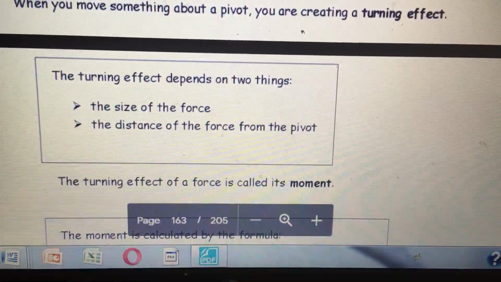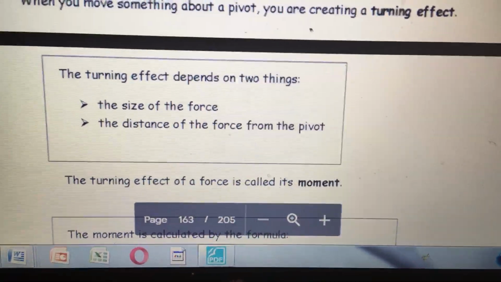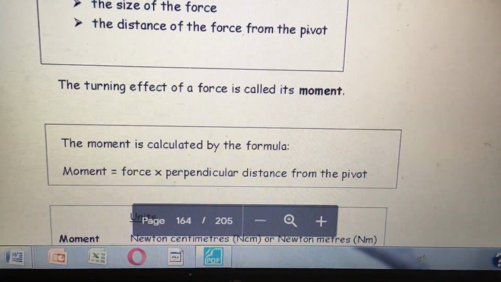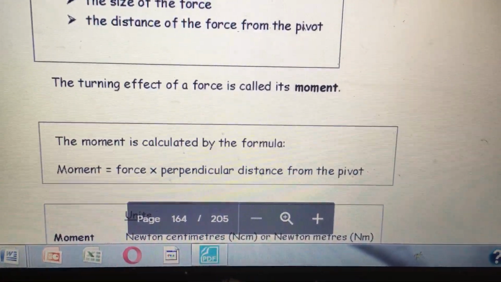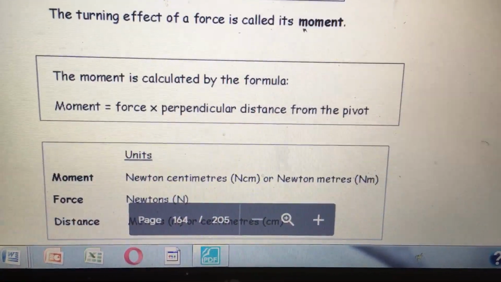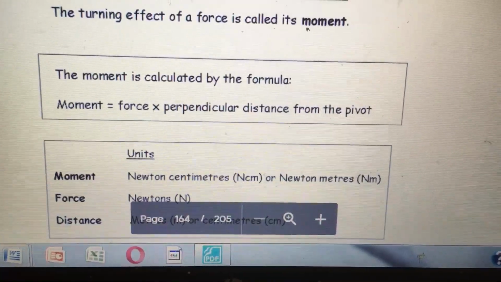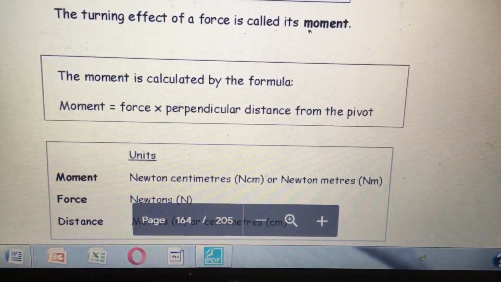Now, the turning effect depends on two things: the size of the force and the distance of the force from the pivot. The turning effect of a force is called its moment, and the moment is calculated by the formula moment equals force multiplied by perpendicular distance from the pivot.